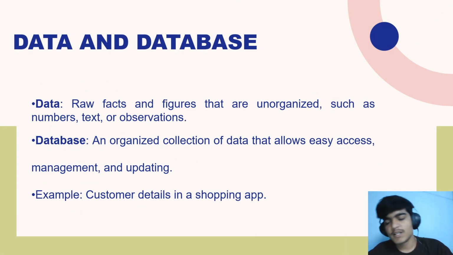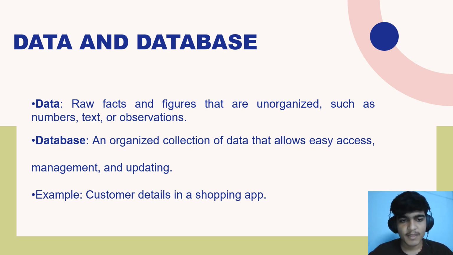So, what is data and database? The data is raw facts and figures that are organized, such as number, text, or observation. Anything that is collected or we can receive information from can be referred to as data, like students in the class. The names of the students in the class is data. So their roll numbers is data.